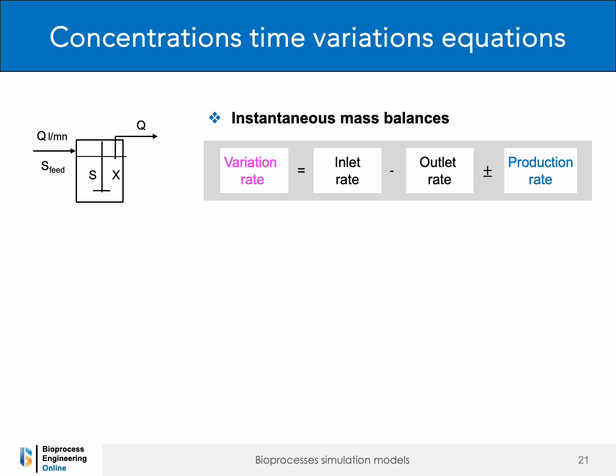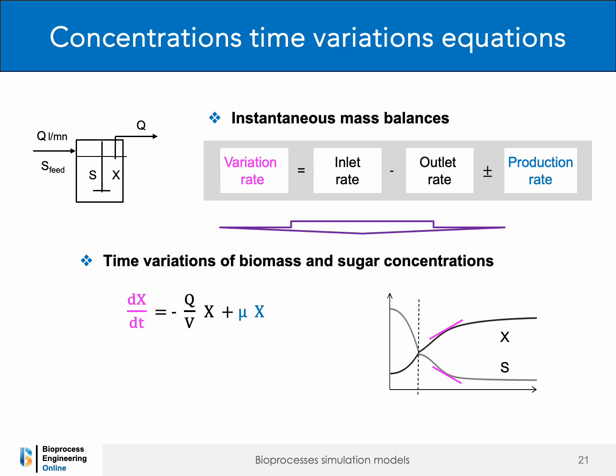For fermentation modeling, instantaneous material balances are employed to determine the rate of change of concentrations as a function of inlet, outlet, and reaction rate terms. The instantaneous biomass balance provides a differential equation describing the time derivative of biomass concentration. This equation accounts for the biomass outlet rate and the production rate due to bacterial growth. Similarly, the instantaneous sugar balance yields a differential equation that represents the time derivative of sugar concentration. This equation incorporates the sugar inlet rate, outlet rate, and consumption rate during the fermentation process.